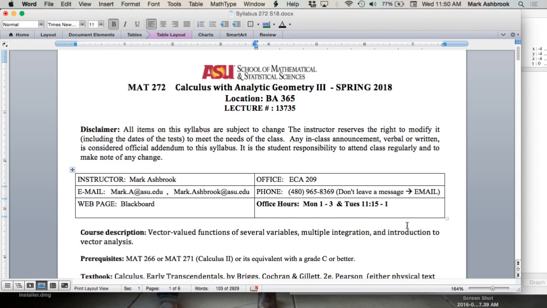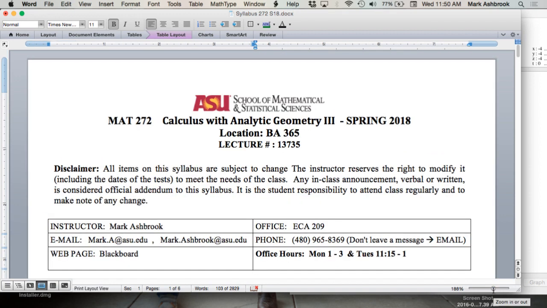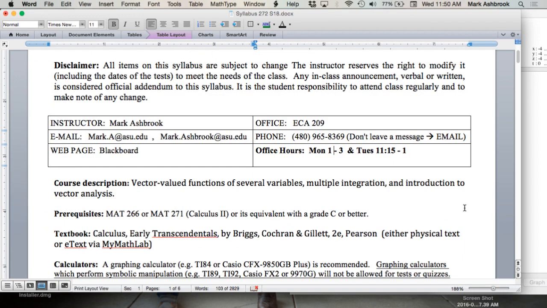Okay, so just an update on my office hours. I changed my Tuesday office hours. I'm going to do Mondays 1 to 3 and Tuesdays 11:15 to 1. And so you're getting the support for written homework, which will always be due on Wednesdays. But web work will be ongoing, so you can always email me questions.